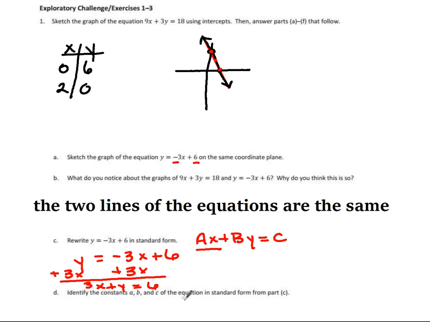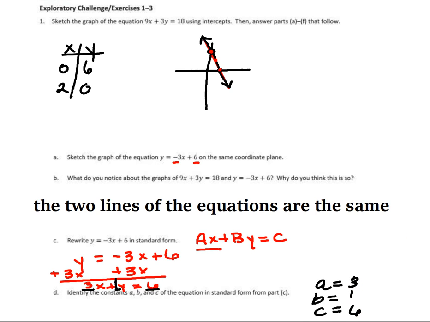Then part D says, identify the constants a, b, and c of the equation in standard form in part C. So we wrote it right here. So now I get to go and I'm going to say, well, what are they? A, B, and C. Well, here's my ax plus my b is that invisible 1, and c. So a is 3, b is 1, c is 6.